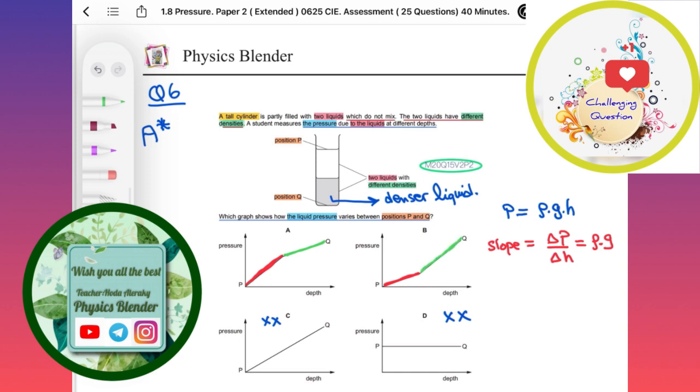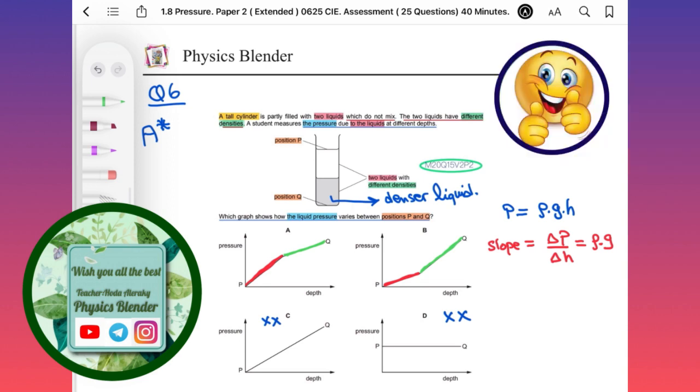Which one is the denser liquid? The denser liquid is the one at the bottom, at position Q. So the steeper the line, the greater the slope, which is equivalent to density. So a steeper line represents greater density, which in our question represents position Q because it has the denser liquid. So the correct answer is B.